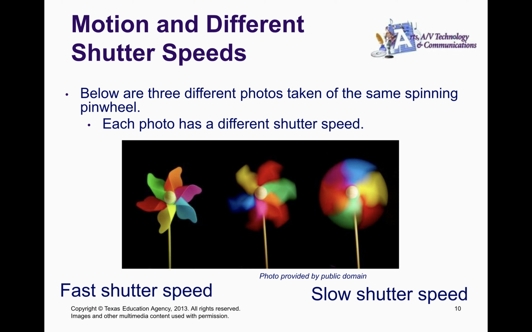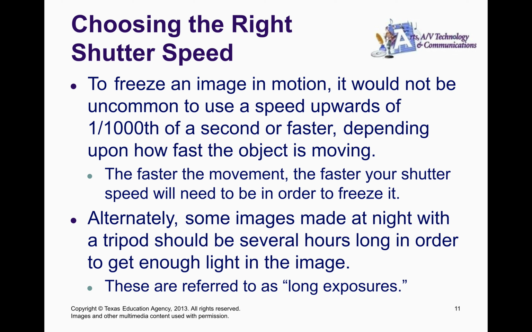To freeze an image in motion, it wouldn't be uncommon to use a speed upwards of 1/1000th of a second or faster, depending on how fast the object is moving. But I will tell you guys, you have to have the right amount of light to make that happen. Typically, you can't do that at night, all right? So the faster the movement, the faster your shutter speed will need to be in order to freeze it, right?